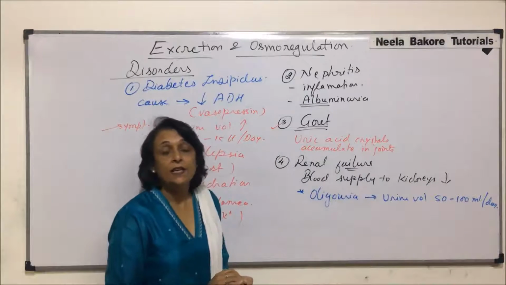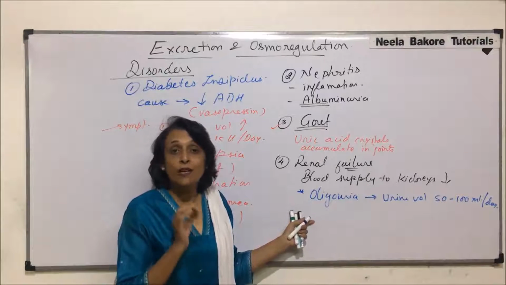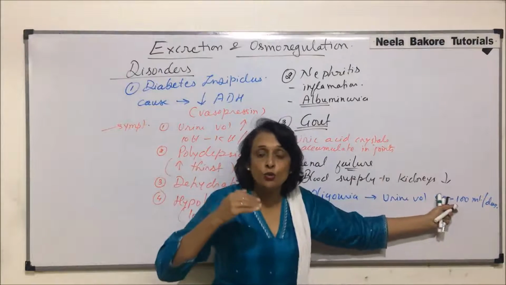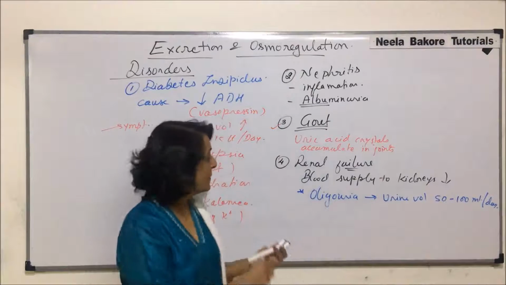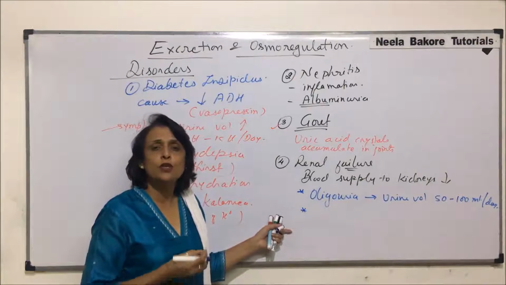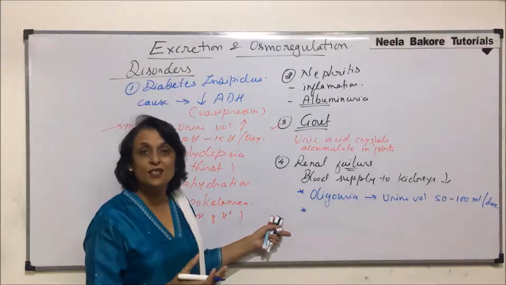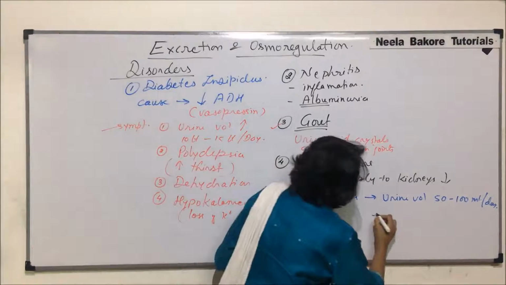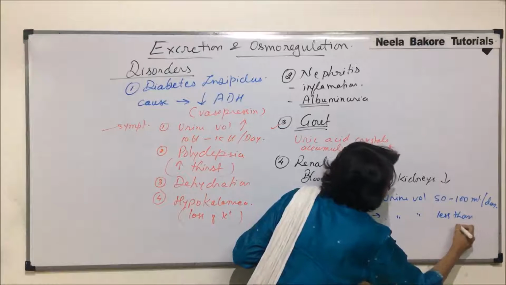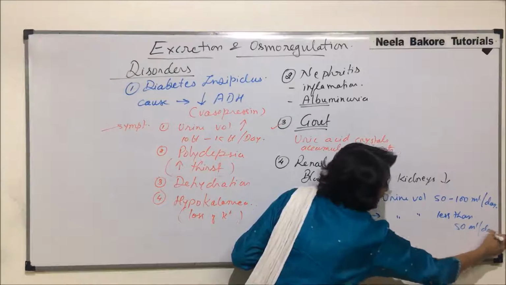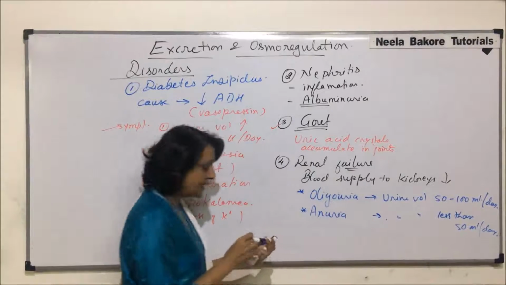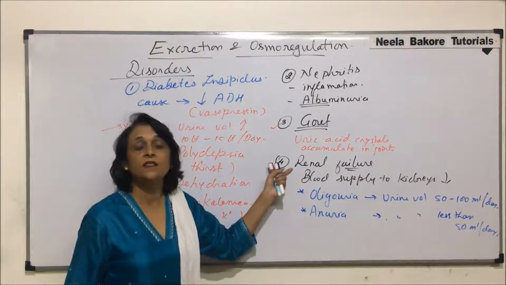Now normally the urine output is about 1.5 to 1.8 liters per day, and here it has gone so low that it's hardly 100 milliliters. The condition may get even bad when the urine output is very, very less, or which we consider as negligible, like less than 50. So if urine volume is less than 50 milliliter per day, then that situation is called anuria. These are the conditions which are caused whenever there is renal failure.